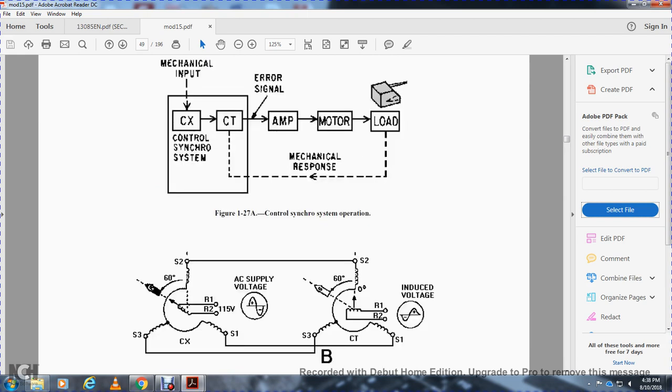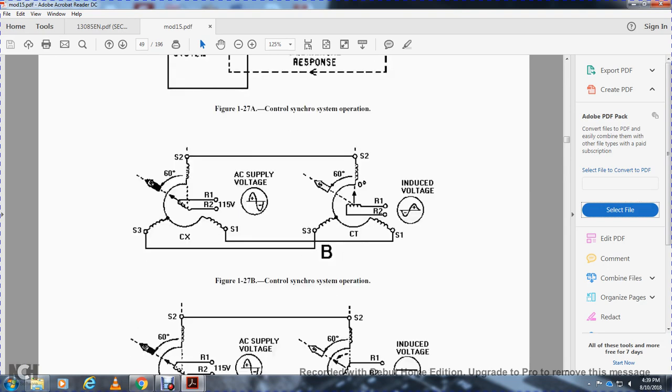This shows the AC voltage of rotor 1 and rotor 2 at 115 volts, with 60 degrees between stator 2 and stator 3. Stator 2 goes to stator 2, and also 60 degrees between the control transformer and control transmitter. Both are at 60 degrees, holding 60 and 0 degree angles, with the induced voltage. Stator 3 of the control transmitter, and stator 1 of the control transmitter, are connected to the control transformer stator 1.